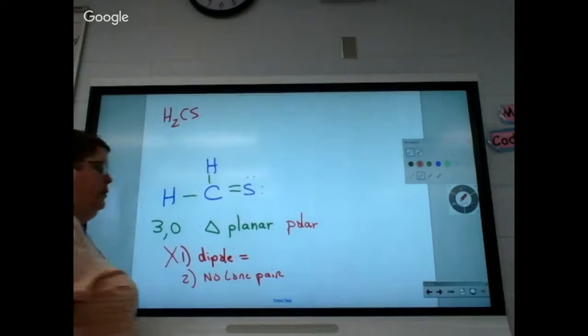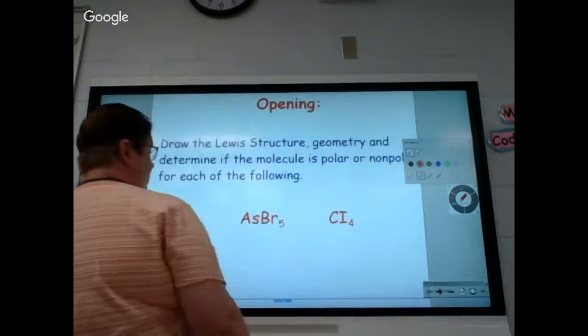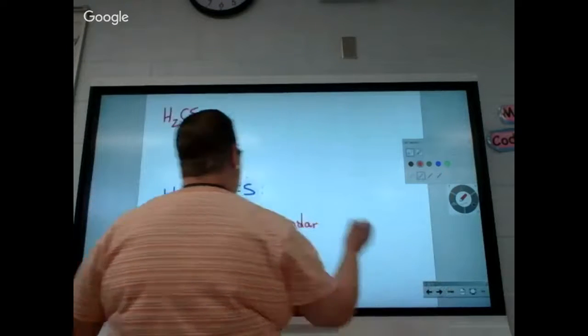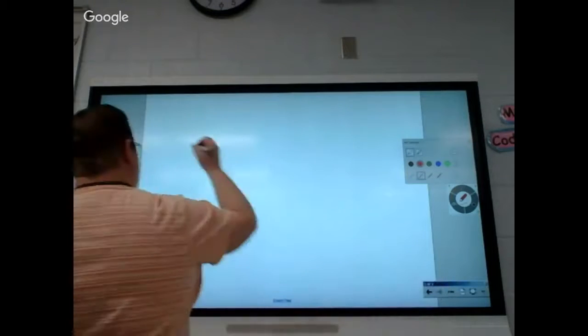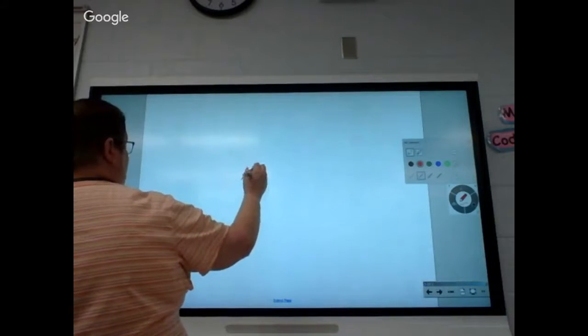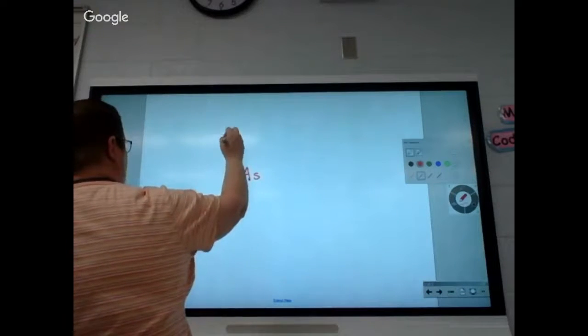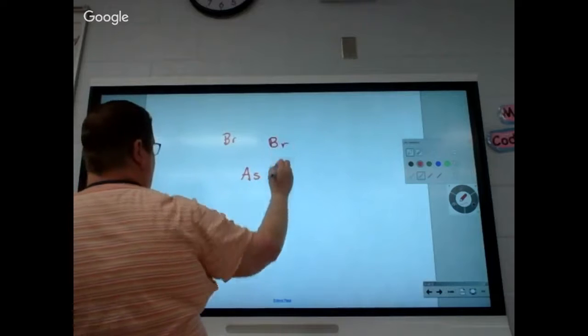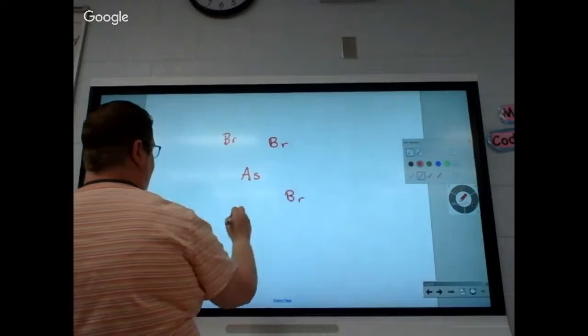So, number 2 was what? AsBr5. Okay? So, As had how many electrons? It has 5. Br has 7, times 5 is 35, so 5 plus 35 is 40. So, we're putting in 40 this time. So, As, and we got 5 Brs. So, this will be an expanded octet.